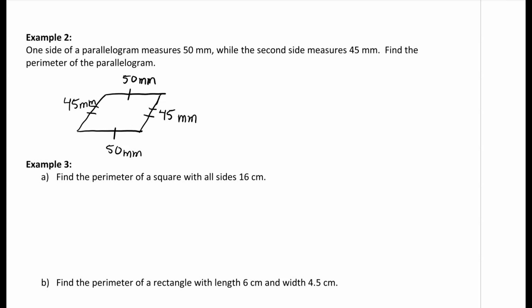So, now that we have this all laid out together, what you need to do to calculate your perimeter is 50 plus 45 plus 50 plus 45. So your perimeter equals 190 millimeters.